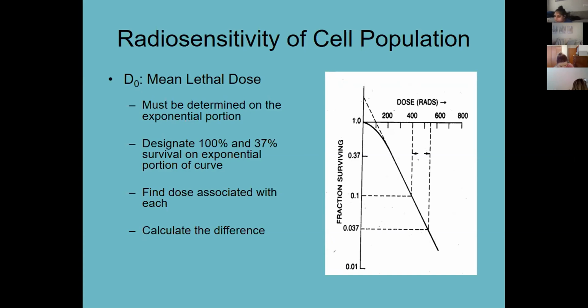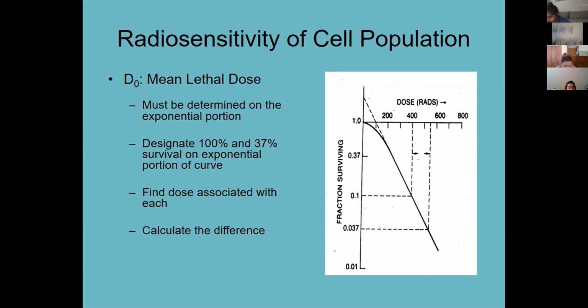Okay. And on graph number 4, we're going to be looking at curve B because that's the sigmoidal. If you look down the y-axis, you see where the curves begin. That's 100% survival, and it goes all the way from 100% down to 10% and then down to 1%.